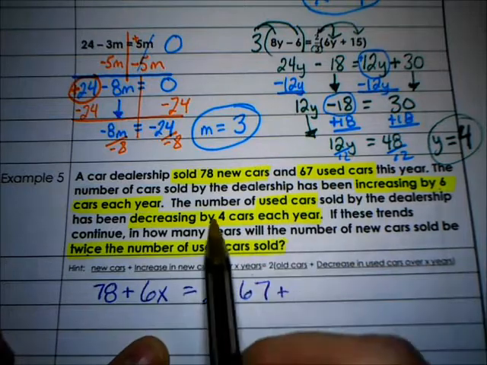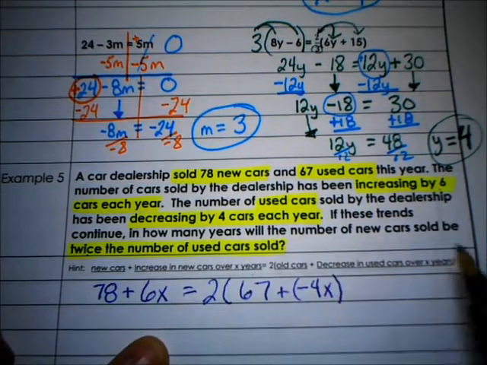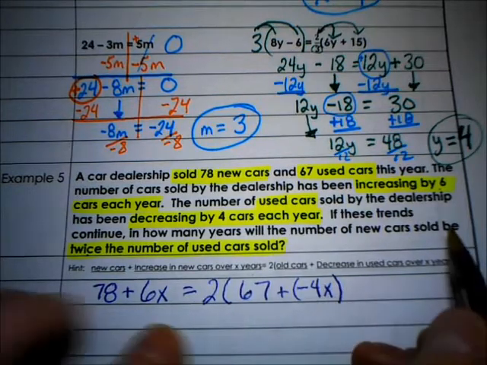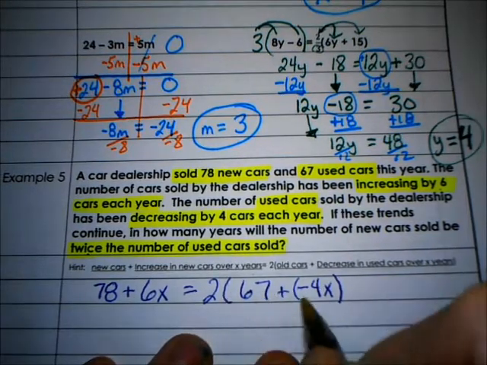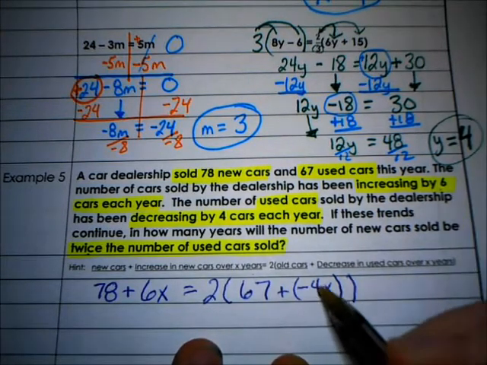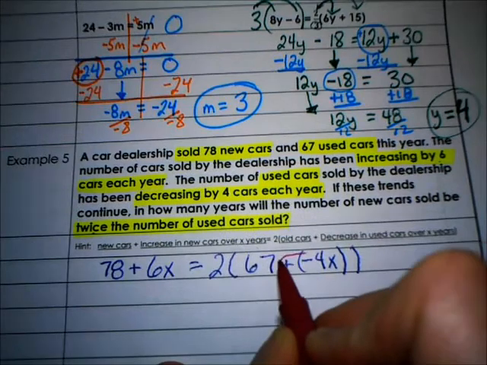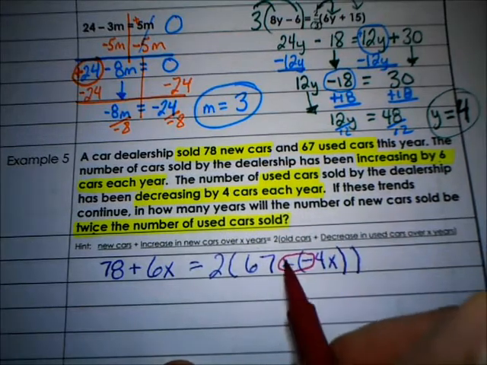Oops, I got too many parentheses here. By 4x each year. I'll take care of those right now. Here I have 2 signs together. I don't want 2 signs. This is a plus and a minus. So when they're different signs, this entire thing just changes to a subtract sign. That way I only have 1 set of parentheses here.